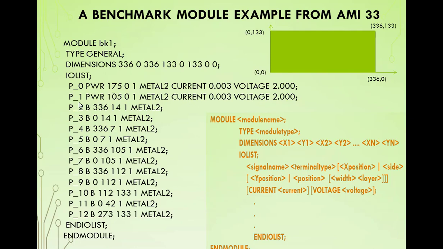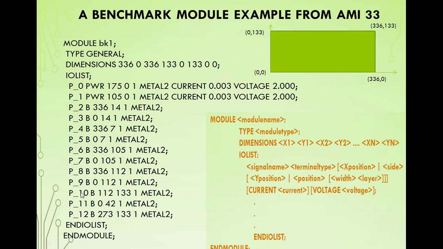So P underscore 1 again has the dimensions 105 20. That means the y-axis location is 0, so it should lie somewhere here. Again the terminal width is 1 micron, and it has the metal 2 type of layer. The current and voltage are defined. So again we define the list of terminals for this BK1 module. How many terminals are there for this module? It is starting from P underscore 0 and so on up to P underscore 12. So there are 13 terminals.